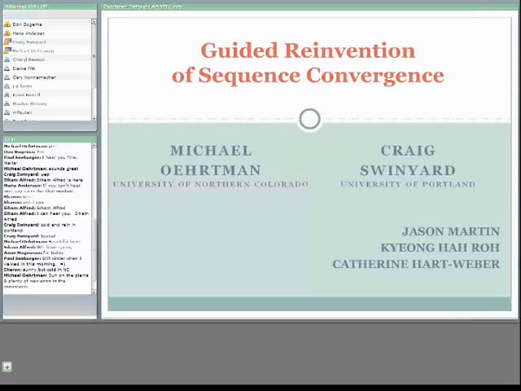The idea was that once the students had a nice strong formal definition of sequence convergence that meant something to them, they might use that definition as they reinvented the definition of series convergence and so forth. Today we're going to just focus on the reinvention of the first definition.